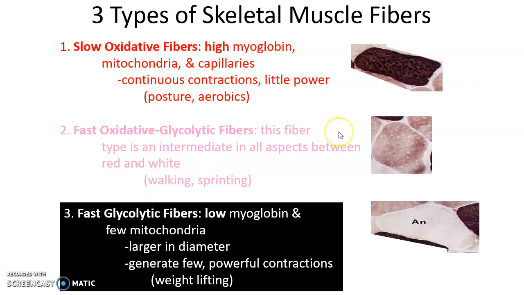And then we have an intermediate called the fast oxidative glycolytic fibers. They're sort of pinkish in color, medium size. Basically, they are a midway point between slow oxidative fibers and fast glycolytic fibers. And the fast oxidative glycolytic fibers are good for walking or sprinting, sort of the activities in between maintaining your posture and lifting heavy weights. It's just worth noting that all skeletal muscles have all three of these fibers present. It's just the relative ratios of them that vary from skeletal muscle to skeletal muscle.